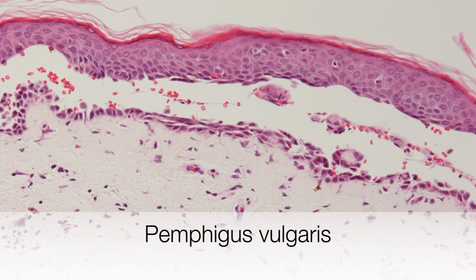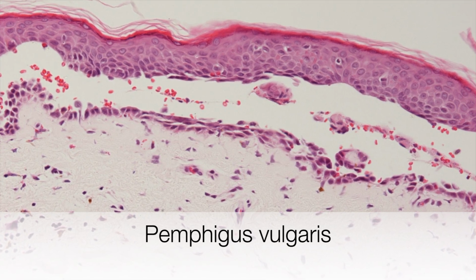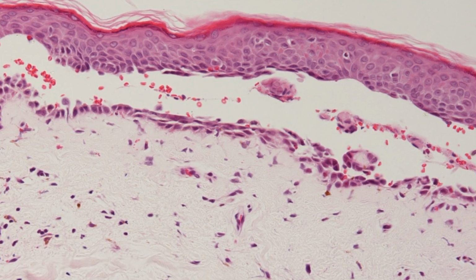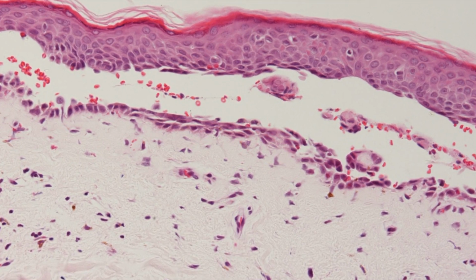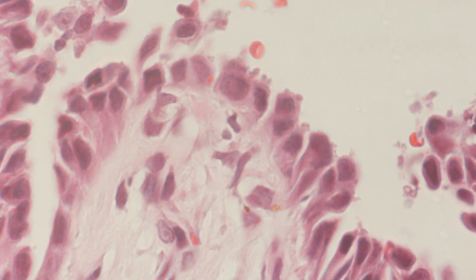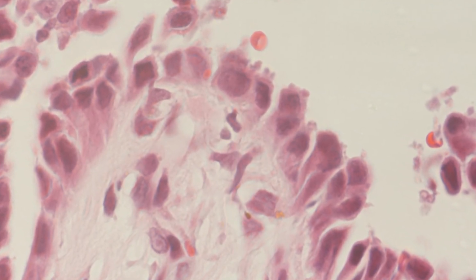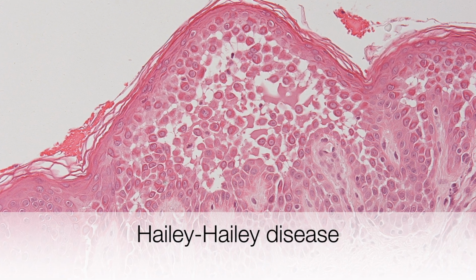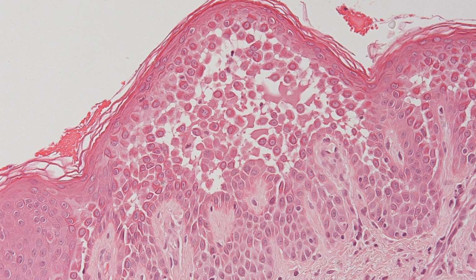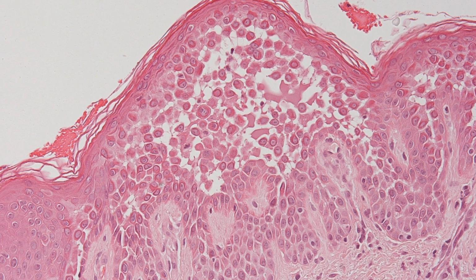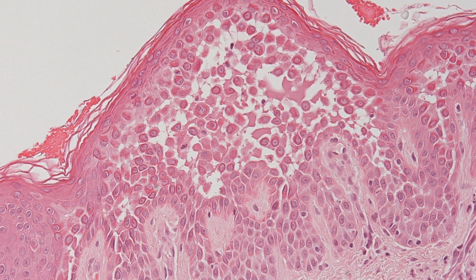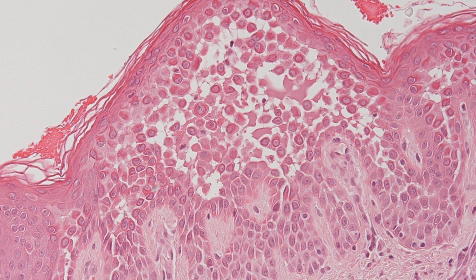Here is an example of acantholysis in Pemphigus vulgaris, where the keratinocytes above the basal layer have started to fall apart and form a bulla or blister. This is another example of acantholysis, and this is Hailey-Hailey disease, and you can see that the keratinocytes in the epidermis are falling apart, resembling a dilapidated brick wall.